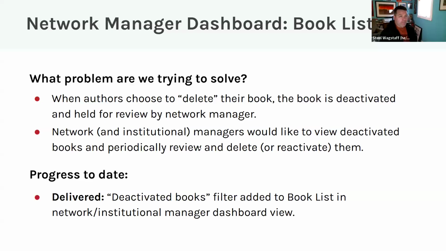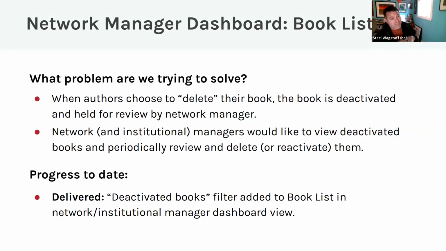Thank you. The next thing we want to talk about is also a feature improvement. In the Network Manager dashboard, you have the ability to view a book list. And one of the things that happens is people are reviewing their book list periodically. If an author has chosen to delete their book, network managers know probably that the book is not actually hard deleted. It's actually deactivated. And it's held for review so that a network manager can ultimately decide, we don't want to delete that, we want to restore it, or here's our plan for that content. Network managers and institutional managers want to review those deactivated books periodically and say, what's been deactivated? Do I want to revive it, or do I want to hard delete it?